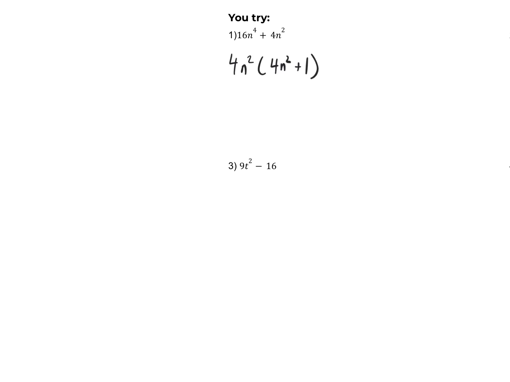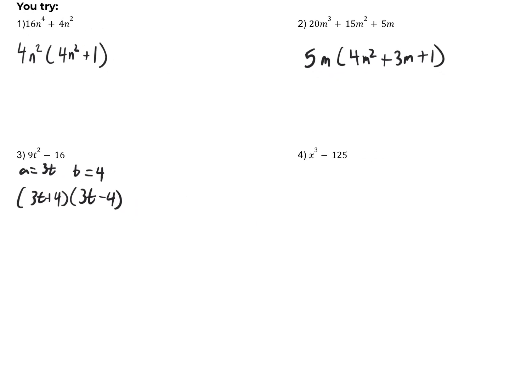And then we got 9t squared minus 16. Well, all of those are perfect squares. My a would be 3t. My b would be 4, separated by subtraction. So I end up with 3t plus 4 and 3t minus 4.